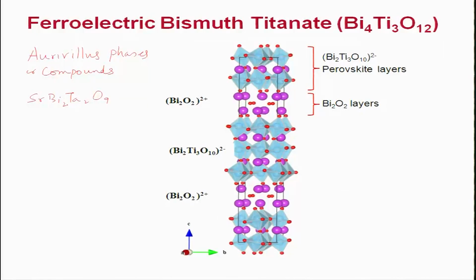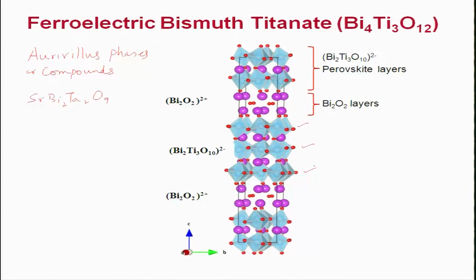So, in these compounds what happens is that you have perovskite layers which are sandwiched between the bismuth oxide layers. So, in between you have Bi2O2 layers. You can see the purple bismuth and red oxygen atoms. Between two successive Bi2O2 layers, you have 3 perovskite layers. So, first perovskite layer, second perovskite layer, third perovskite layer, in which titanium is octahedrally coordinated by oxygen.